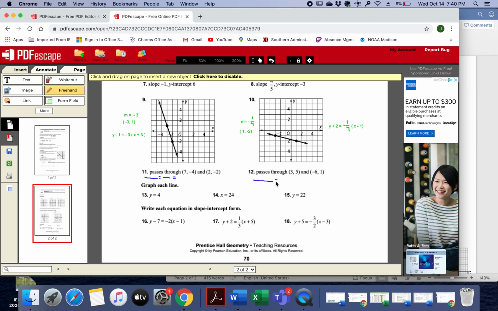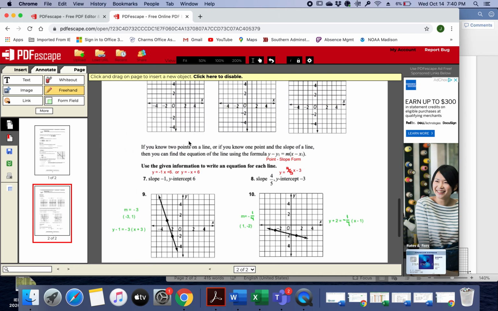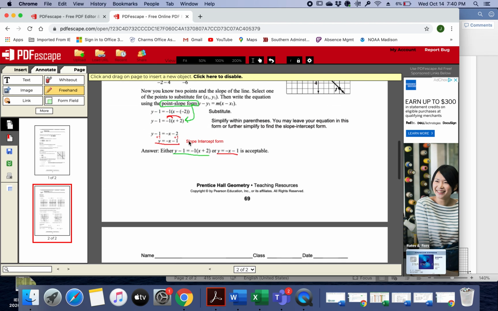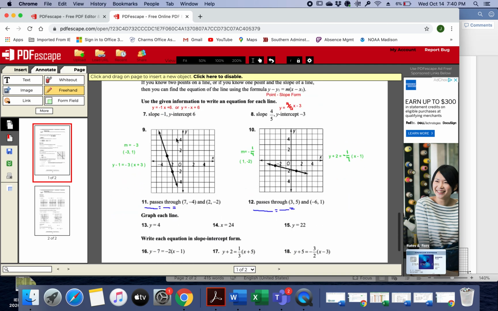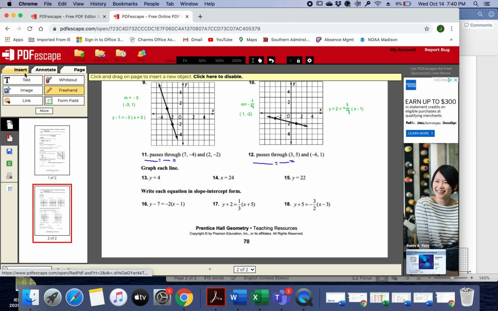Okay, and then I'll just be able to type into it. Now once I find my slope, I can take that and either point and write my equation in point slope form. And if I wanted to, I could then solve that for y and put it in slope intercept form, which is what they did in this example up here, that first example on that first page.